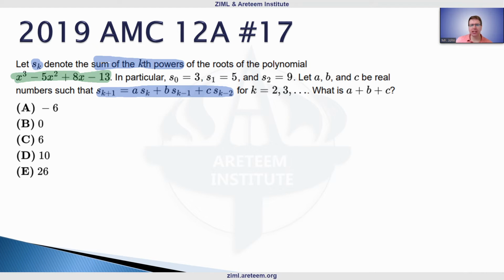So let's write this out. If we name the roots P, Q, and R, then S will be the sum. So P, Q, and R are the roots, and we're looking for S sub k plus 1, which is the sum of all of the k plus first powers that we have.